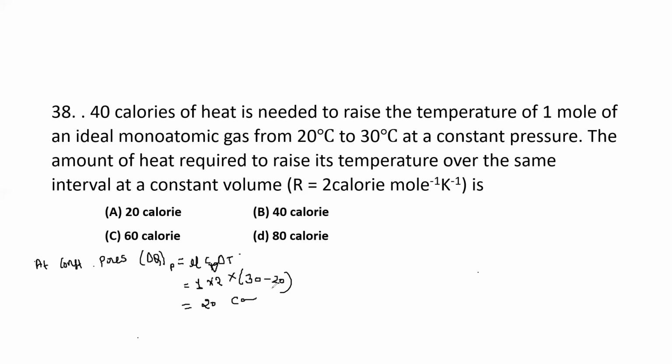So we can solve this question, that is 40 calorie of heat is needed to raise the temperature of 1 mole at constant pressure. So first let us calculate for constant pressure. What we will get for constant pressure, that is given by delta Q P is equal to mu into Cp into delta T. This is equal to mu value is 1, Cp I'll write as it is, and delta T is 30 minus 20. So 30 minus 20 is 10.